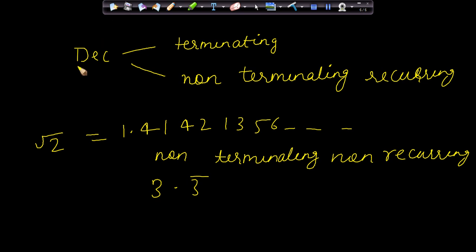So what we learned is the decimal expansion of a rational number is of two types. First one is terminating, where the remainder becomes 0. Second one is non-terminating recurring, where a certain non-zero remainder starts repeating itself. In the case of an irrational number, we get a non-terminating, non-recurring decimal expansion.